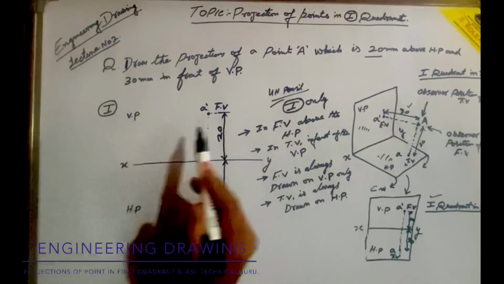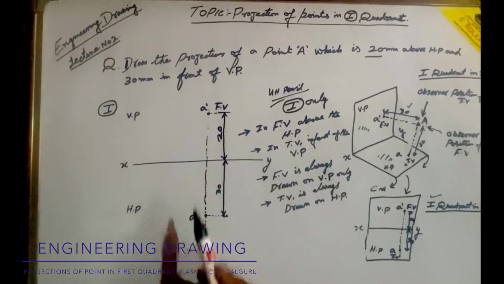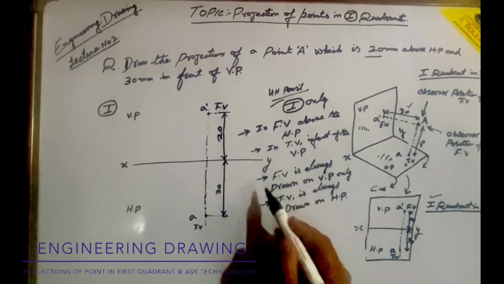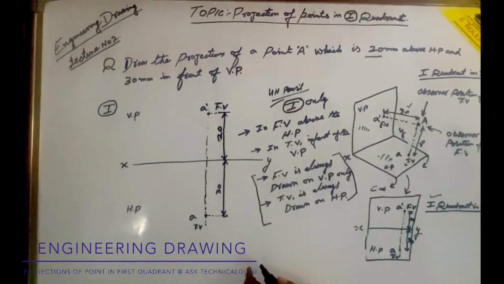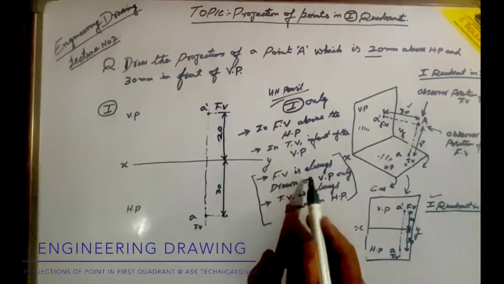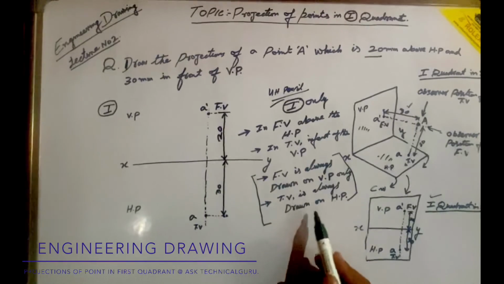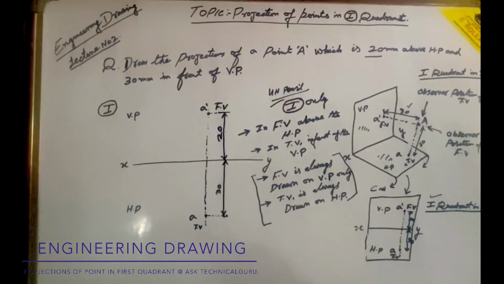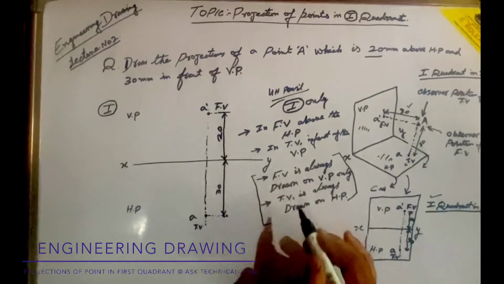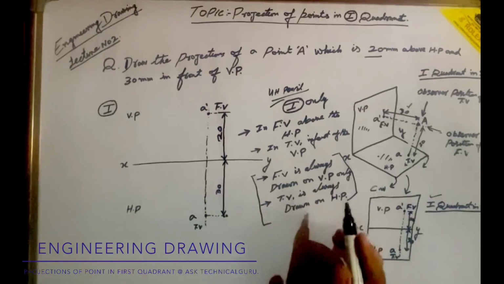In vertical plane we have drawn its front view, and in horizontal plane we have drawn its top view. Okay, these 2 points are very important in case of orthographic projection drawing. You have to remember this, that front view is always drawn on vertical plane and top view is always drawn on horizontal plane. The object might be in first quadrant, second quadrant, third quadrant, fourth quadrant, doesn't matter, but front view is drawn on vertical plane and top view is drawn on horizontal plane. This is very important.